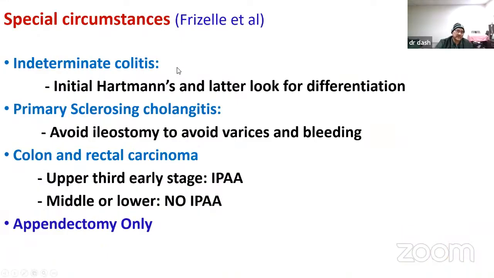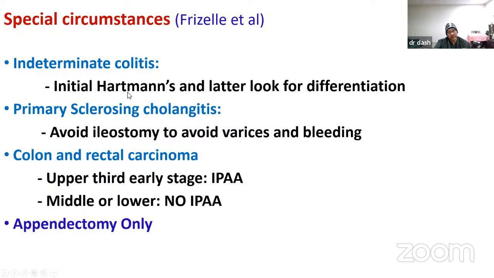There are certain special circumstances in which we need to modify the procedures or remember what not to do. One of them is indeterminate colitis, where, as I said, the difference between Crohn's and ulcerative colitis couldn't be made. So do an initial Hartmann's procedure. Now, defining a Hartmann's procedure: Hartmann's procedure is actually a sigmoidectomy and closure of the rectum, leaving it behind.